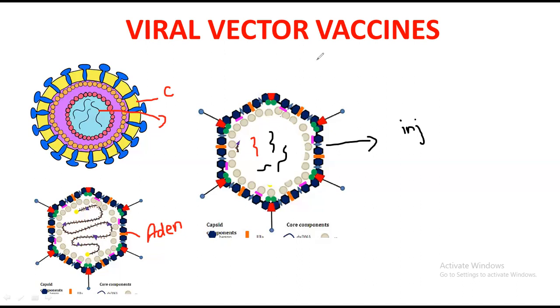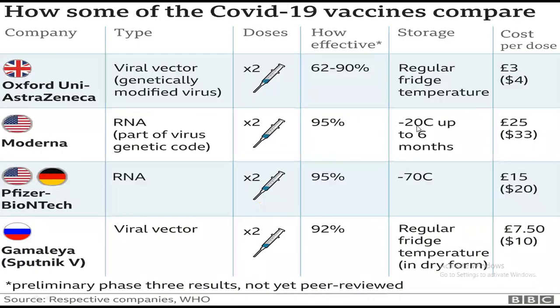Okay, so this is the viral vector vaccine. As I have mentioned, they take an adenovirus, take out its genome, and inject the genome of the coronavirus, and when these are transcribed and translated, the proteins of the coronavirus are produced. Our body creates different responses against these proteins and produces different antibodies, and now we are protected from the real coronavirus. So Oxford and Gamaleya are using this type of vaccine.